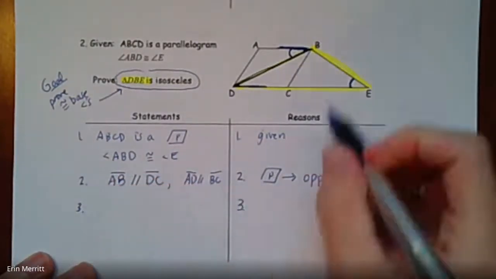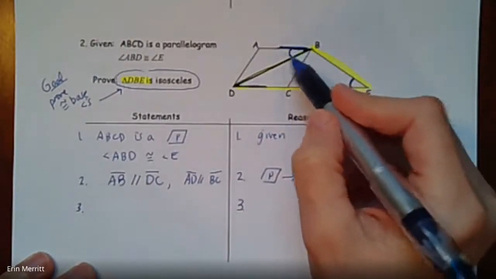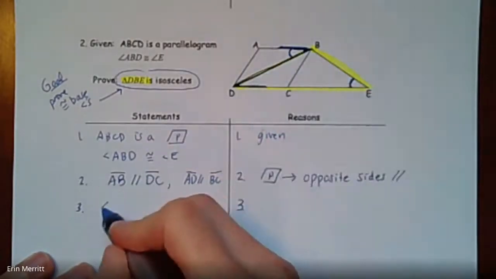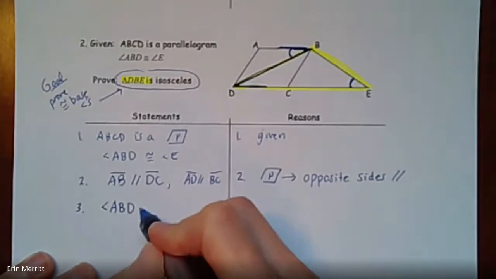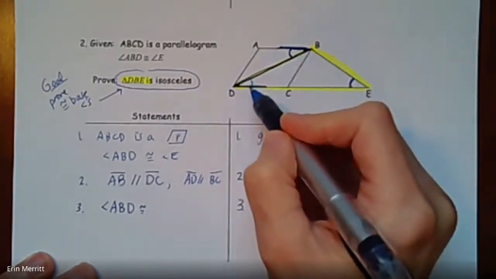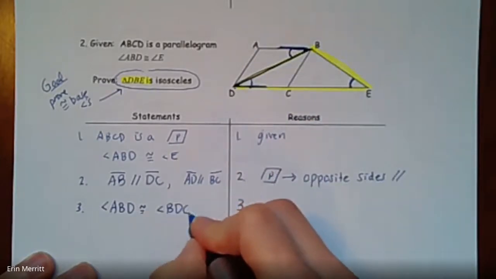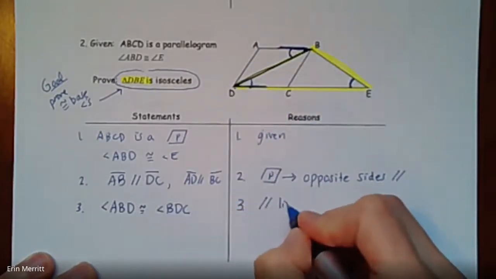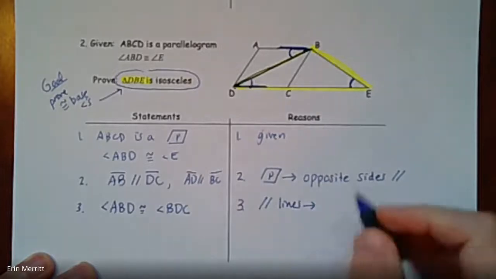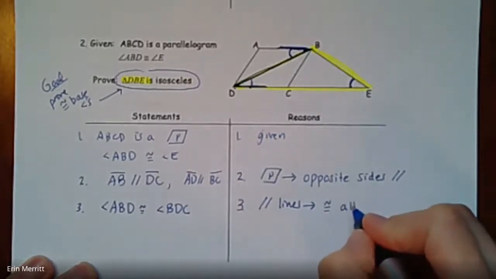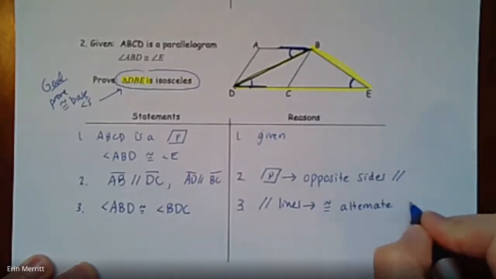From here, let's look at those angles. We've got angle ABD then would be congruent to this angle down here, BDC. And that would be because parallel lines gives us congruent alternate interior angles.